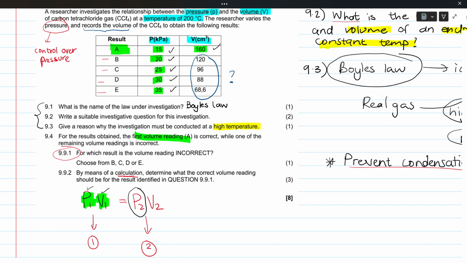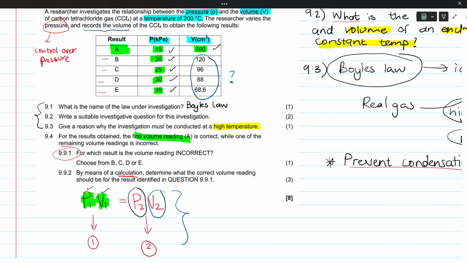But the volume values I cannot trust. So what I'm going to do is use this equation. I've got 3 values that I know for certain. Volume 2 is something I do not know. So I'm going to use this equation to check this value.